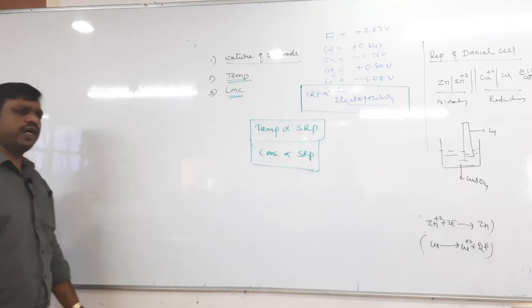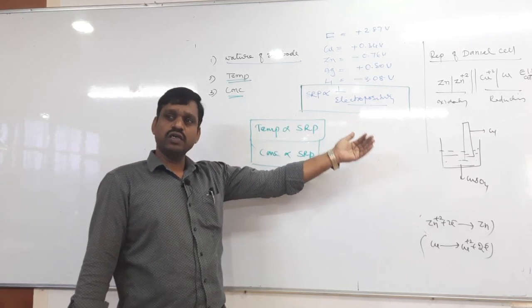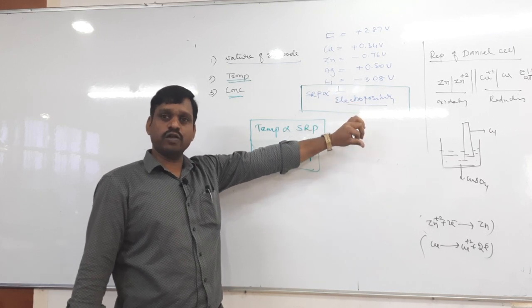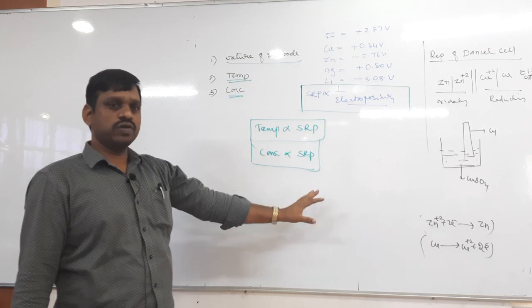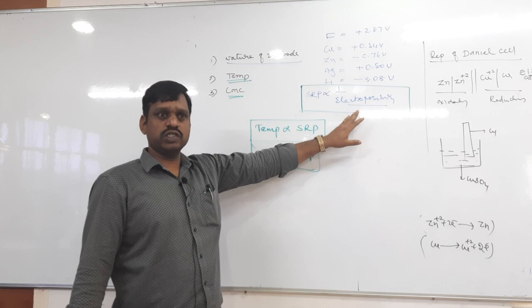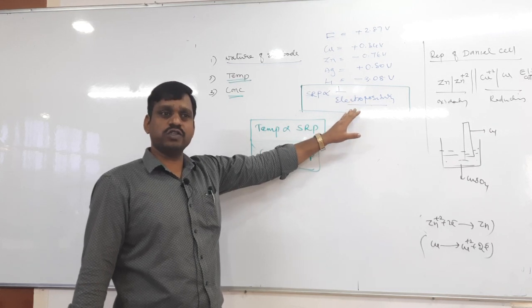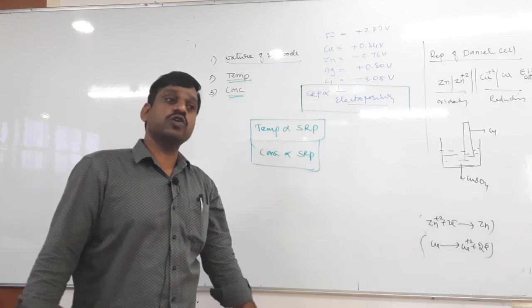But SRP value not only depends on electropositivity, it also depends on hydration energy. There are many other factors also, even ionization enthalpy. In general, it is inversely proportional to electropositivity. So suppose it depends only on electropositivity, in the whole periodic table, which element has the highest electropositivity?